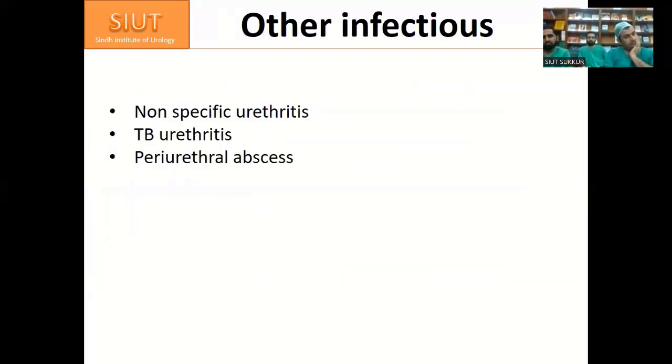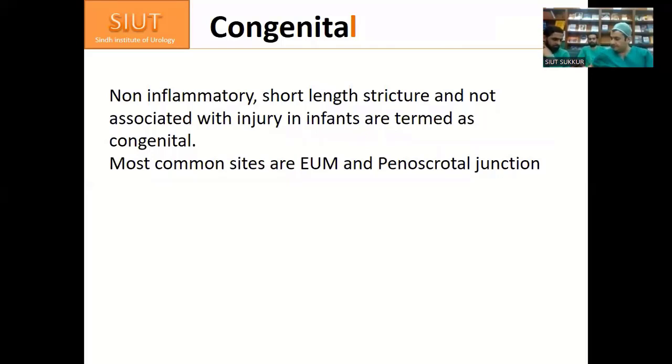Other infections include non-specific urethritis, tuberculous urethritis, or periurethral abscess. Congenital strictures are very, very rare and not defined properly, but based on studies, a stricture which is non-inflammatory, short in length, and not associated with any injury or history of trauma in infants is termed congenital. Most commonly it occurs at the external urethral meatus and penoscrotal junction.